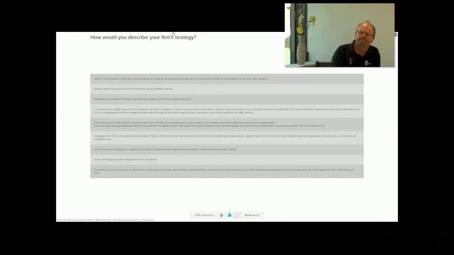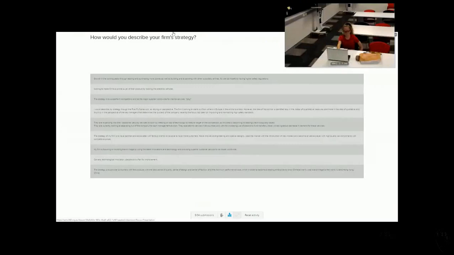So the next one is to outperform competitors and be the major supplier worldwide for marine services. That's their ploy. Another company is expanding into their traditional security services division by keeping on top of technology to keep an edge on the competition, as this area is becoming increasingly technologically based. They are currently looking at separating out of the company the cash management division. They operate this service in 44 countries, and with the increasing use of EFT, there will be a gradual decrease in the demand for these services.